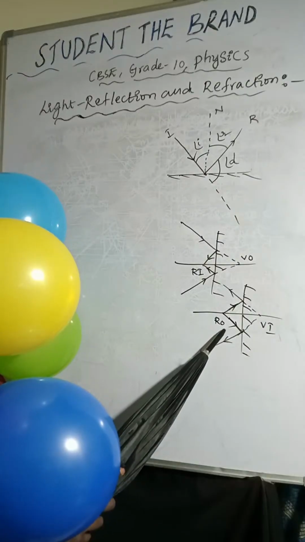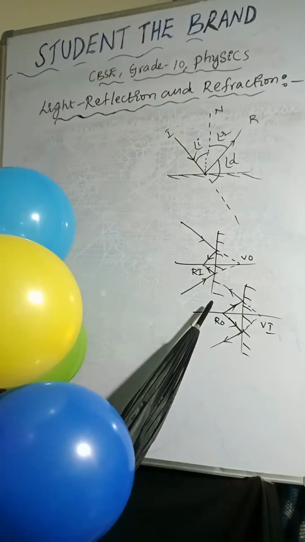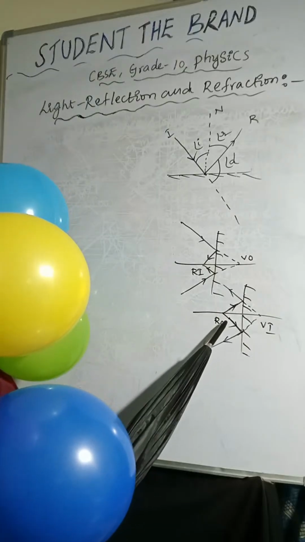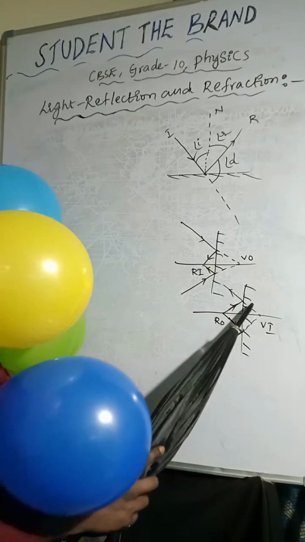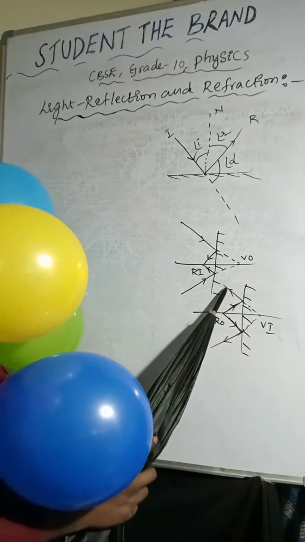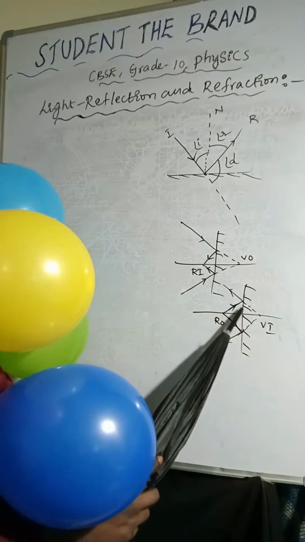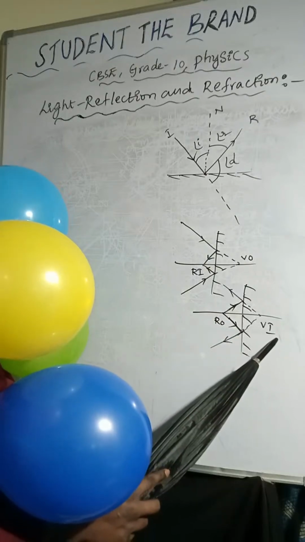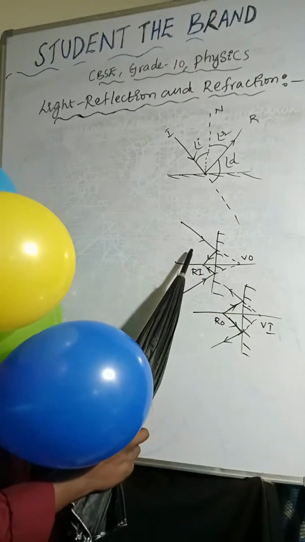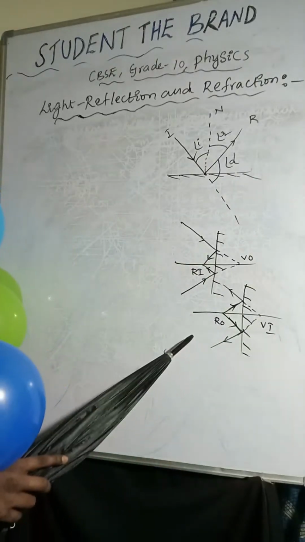Here you can observe one more thing. This is a real object, because from this point light rays are coming. After reflection, if we extend the reflected light rays, the extended reflected light rays meet at one point, and a virtual image is forming. So this is about image and object.